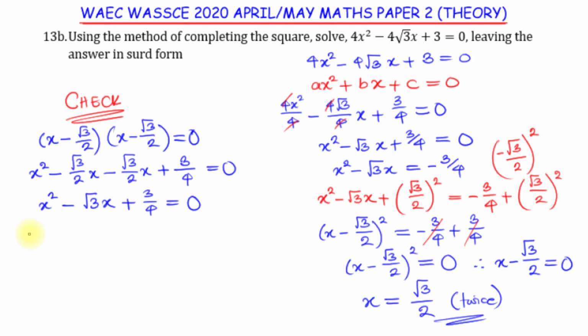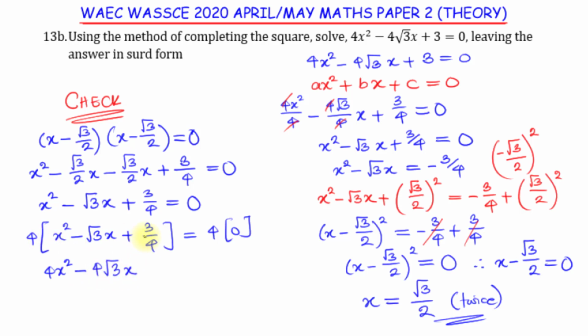And for that, we can multiply both sides by 4. So 4 times the whole of x squared minus root 3x plus 3 over 4 is equal to 4 times 0. What we do to the left hand side, we also do to the right hand side. 4 times x squared will be 4x squared, okay. 4 times minus root 3x will give us minus 4 root 3x. Then 4 times 3 over 4, the 4s will cancel each other. We have this to be plus 3 is equal to 4 times 0 is 0. And you can see this check is actually confirming to us that x is equal to root 3 over 2 twice is the solution to this problem.